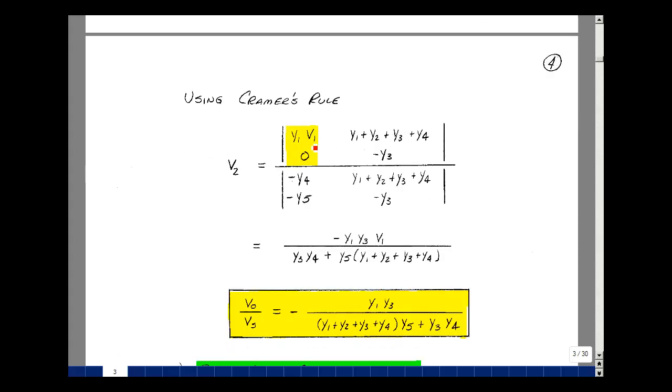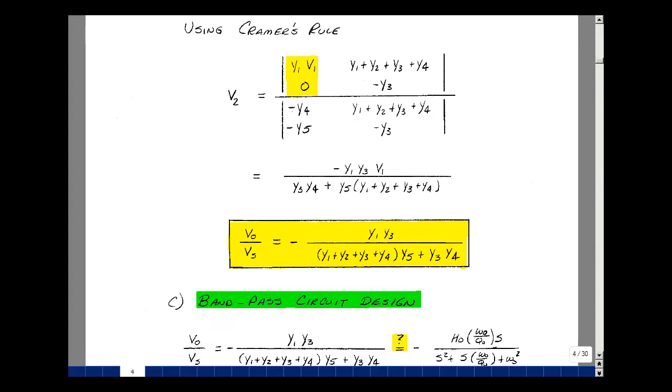So I have this times this, which is minus Y1, Y3 times V1, and then minus 0. For the denominator, I've got the product of these two, which is Y3, Y4, and then minus this product, which would be a plus Y5 times the quantity Y1 plus Y2 plus Y3 plus Y4. V1 is equal to V sub S, so I'm going to put that over here, and V2 is equal to V out. So now I have my transfer function in terms of the admittances of the components in my circuit.